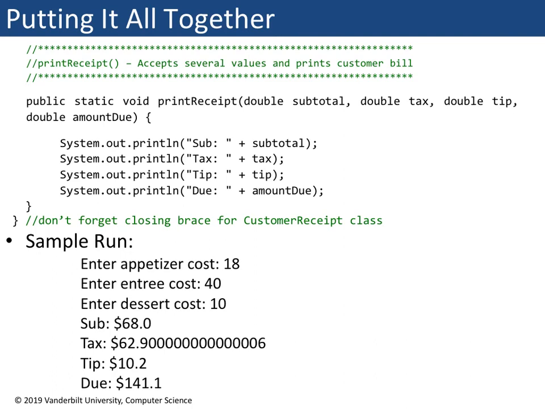So a sample run: the main method is going to prompt the user for the appetizer cost. They enter 18, entree cost 40, dessert cost 10. The various calculations are performed, and then we are going to call the print receipt method, which prints 68, 62.9, 10.2, and the total is $141.10.